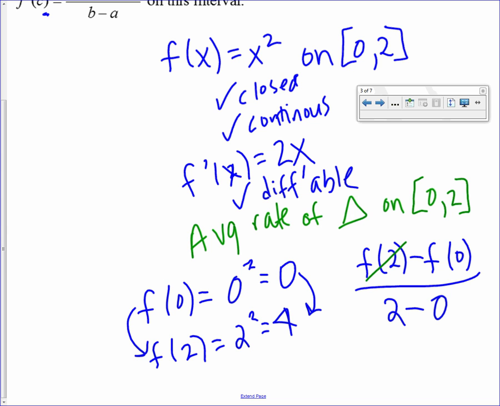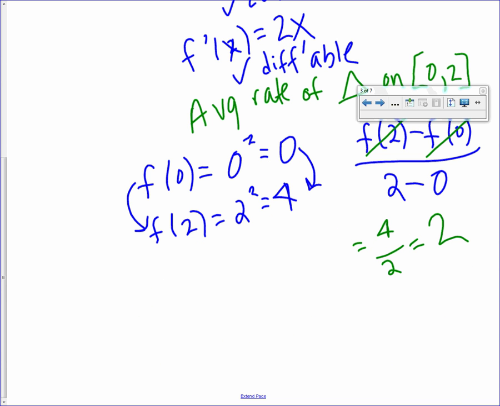This value here is actually 4. This value here is actually 0. So we have 4 over 2, which simplifies to 2. The average rate of change is 2 from 0 to 2. So what the mean value theorem says is that there is some place where the derivative of the function equals the average rate of change. And that's exactly what we're going to find out. We're going to find out where that place is.